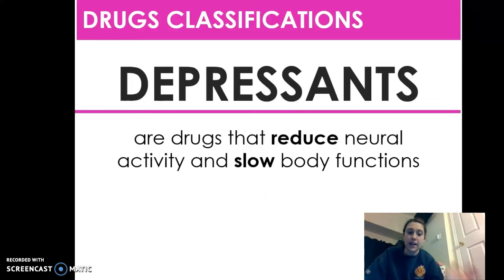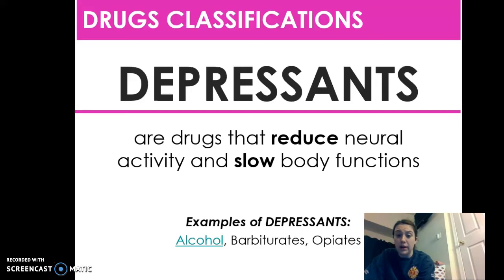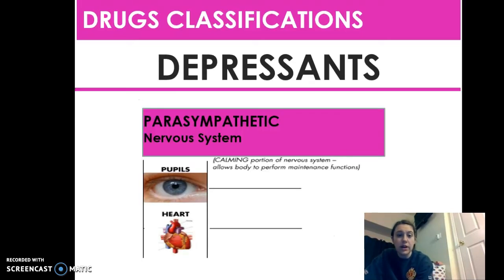Okay, the next category we have is depressants. Depressants depress, they slow, they reduce, okay? They reduce neural function and slow body functions. Examples: alcohol is a depressant. Barbiturates, which are essentially tranquilizers, are depressants, and opiates are depressants. So it's going to, again, affect your parasympathetic nervous system, versus stimulants, which affected your sympathetic, fight or flight. The parasympathetic parachutes you back down to homeostasis.